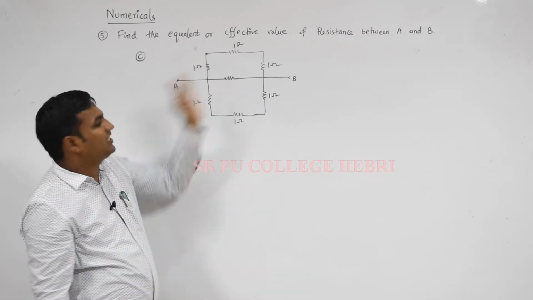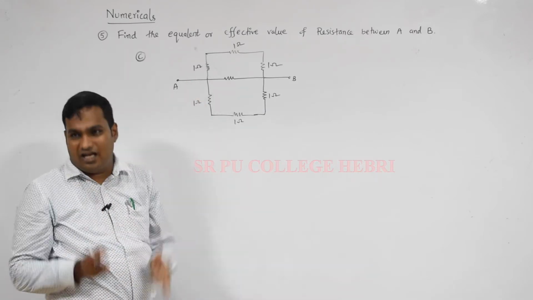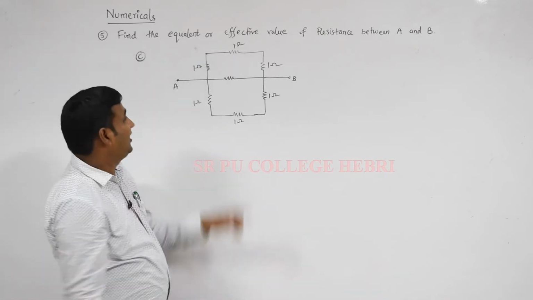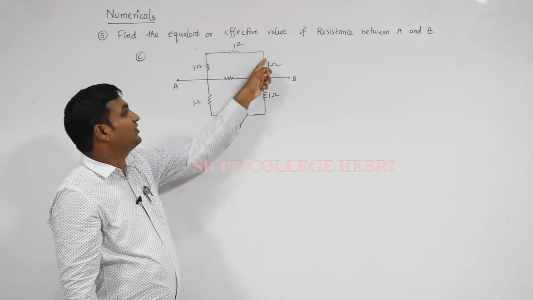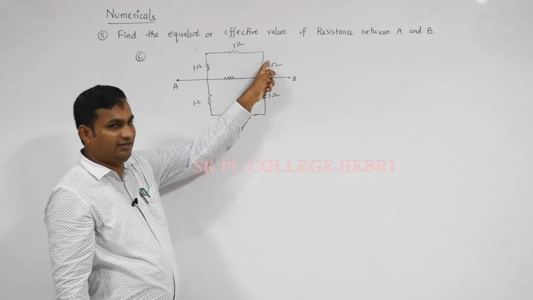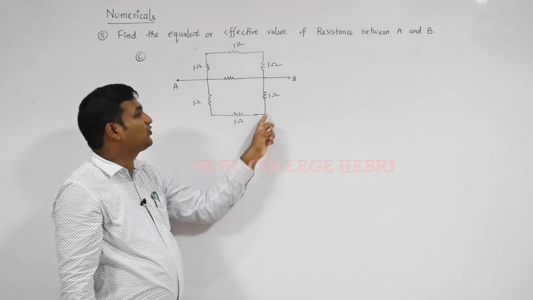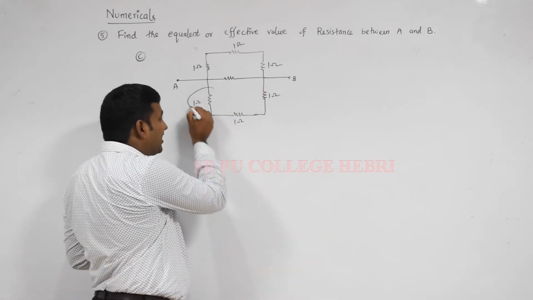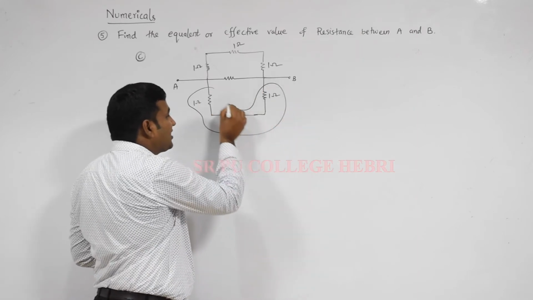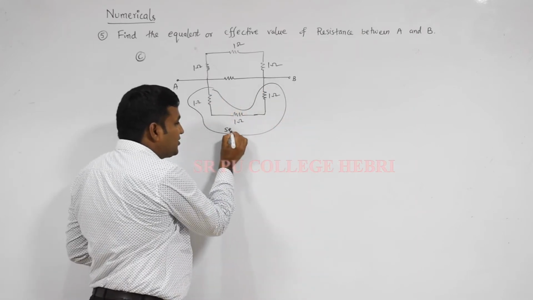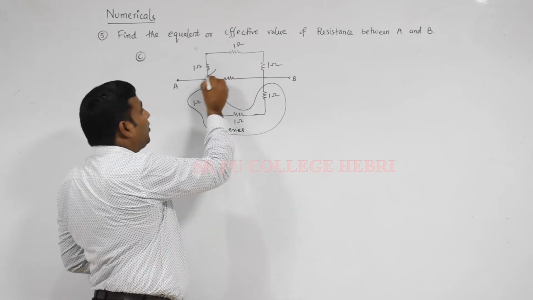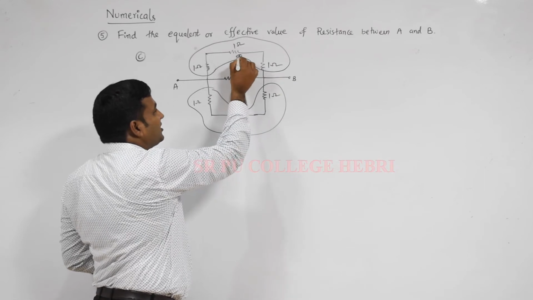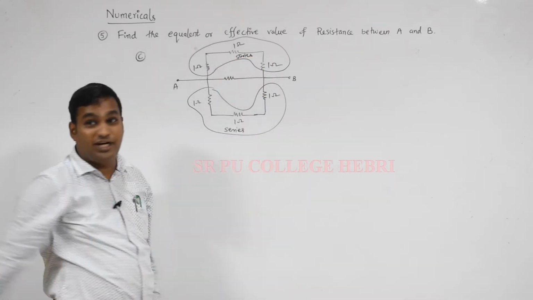Dear student, when you look at this circuit, we can easily analyze whether the resistors are connected in series or parallel. Here, these three resistors are connected end to end. These three resistors are also connected end to end. So I can say that these three resistors are connected in which combination? Series combination. Along with that, these three resistors are also connected in which combination? Series combination.